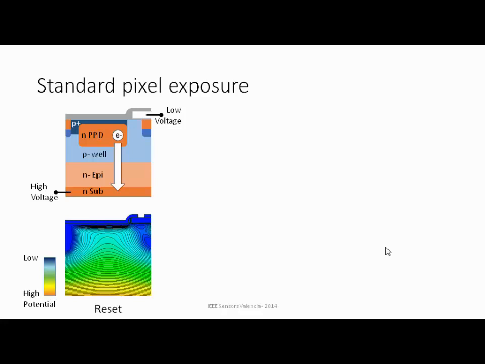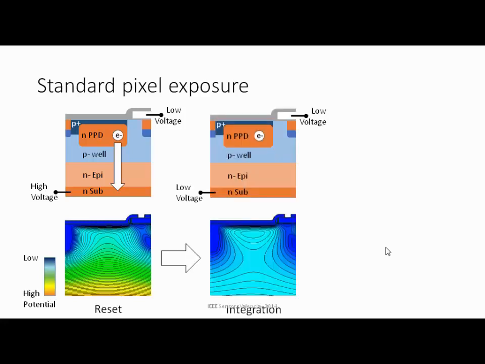First of all, you reset the photodiode by elevating the substrate voltage. This is a TCAD simulation. It shows the potential maps in the pixel. So first of all, you reset, you clean all the charge from the photodiode, you sweep all the electrons to the substrate. Next is the integration period. You raise the shutter voltage. Then you lower the substrate voltage, and you lower the gate voltage.